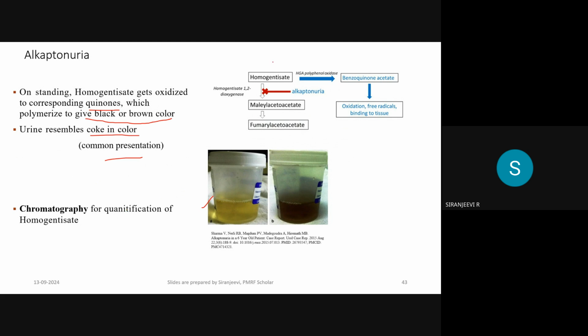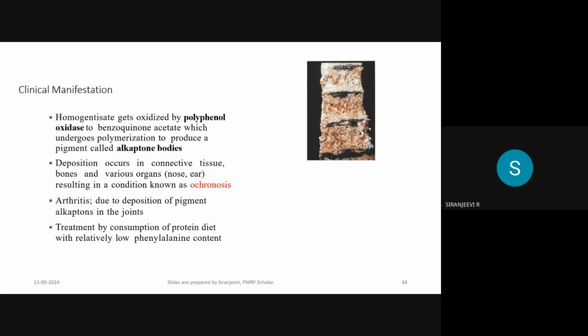So if you see, homogentisate is usually converted to maleylacetoacetate and fumarylacetoacetate. But due to the absence of homogentisate 1,2-dioxygenase, it is converted to benzoquinone acetate, and then finally oxidation and free radicals bind to the tissue. That is also happening. And the clinical manifestation, if you see overall, is that homogentisate gets oxidized with polyphenol oxidase to benzoquinone acetate, which undergoes polymerization to produce a pigment called alkapton bodies, and this deposits in the connective tissues, bones, and various organs, nose, and ear, resulting in the condition known as ochronosis.